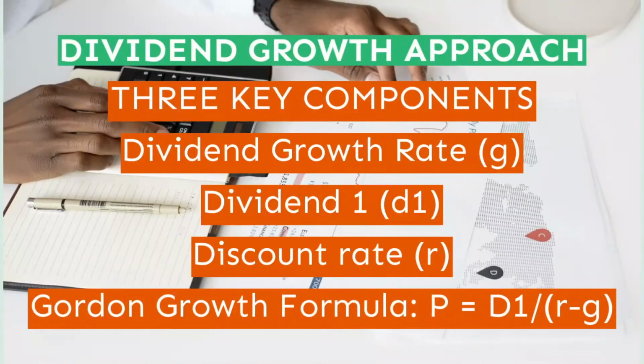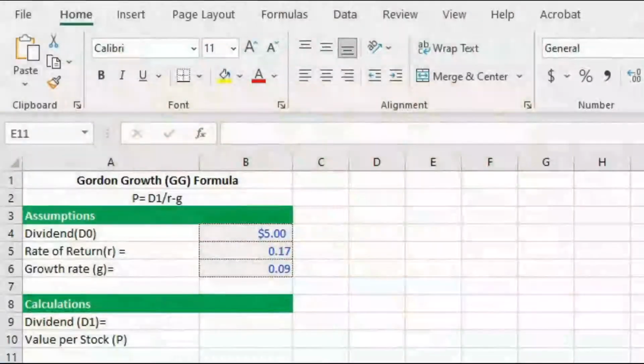Okay, let's go over the Excel file and see how to calculate the value per share in action using the Gordon Growth formula. So here's the formula for the Gordon Growth: P equals D1 over R minus G. Take note that in this example, the growth rate, dividend 0 or the last share dividend, as well as the required rate of return or the discount rate are already given.